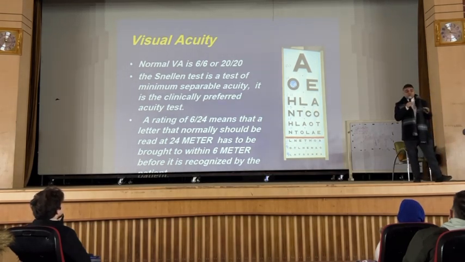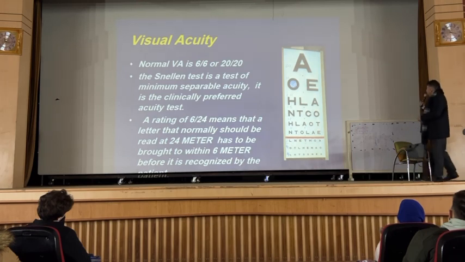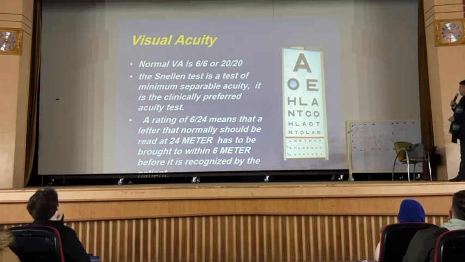Compared to normal, the patient is 6/80. This ID should be seen from 18 meters.